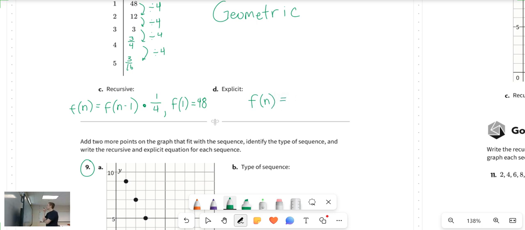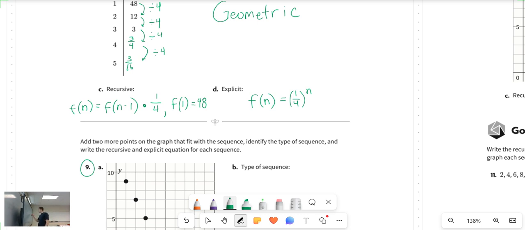equals, now this is where the fun starts to happen. We could have 48. Oh no, sorry, not 48. What am I saying? Sorry, it should be 1/4 to the n. All right, 1/4 to the n, but then we need, when we plug in 1, it has to become 48. That's a little tricky, right? Because if we plug in 1 right now, it's going to be 1/4.